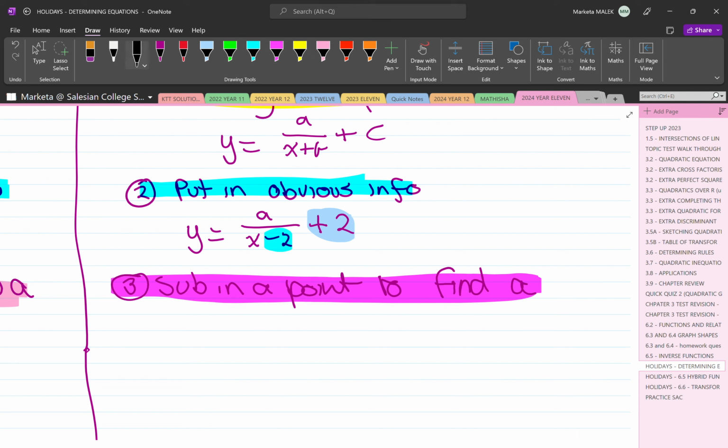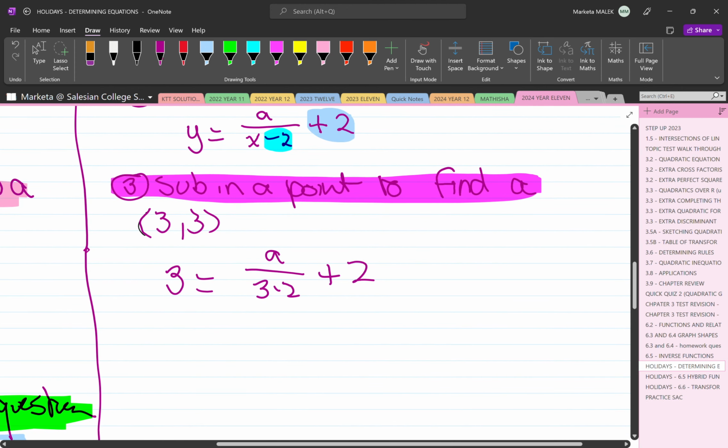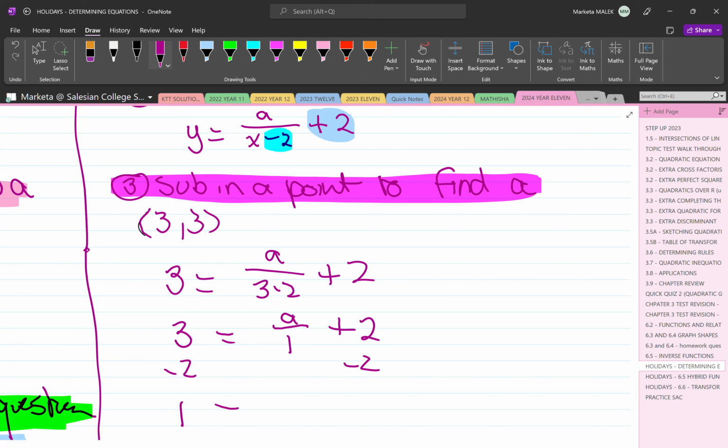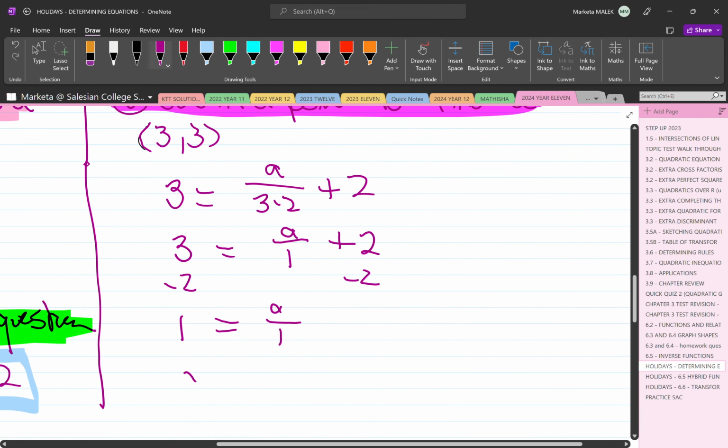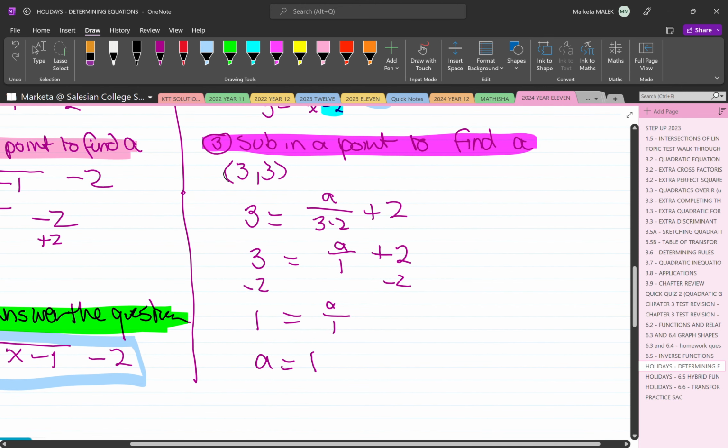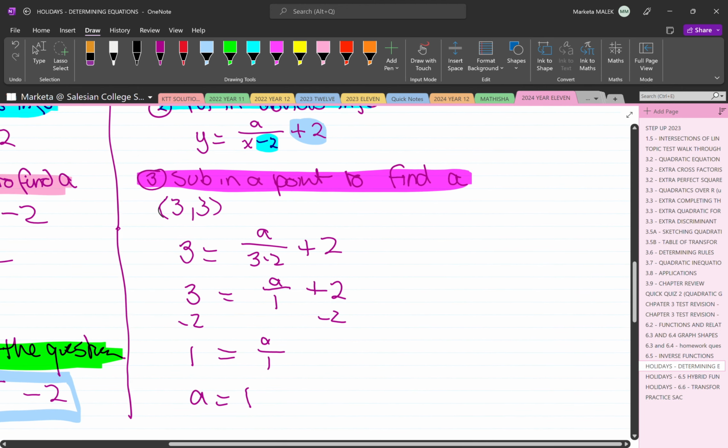So let's see, 3, 3 was a point. And so we're going to say 3 equals a over 3 minus 2 plus 2. So 3 equals a over 1 plus 2, minus 2 on both sides. So 1 equals a over 1. And we get, well, a equals 1. So in this case, if you had forgotten to do the dilation, you may well have got it right. You may well have fluked it.